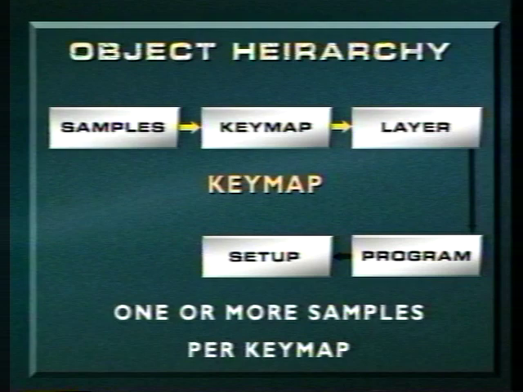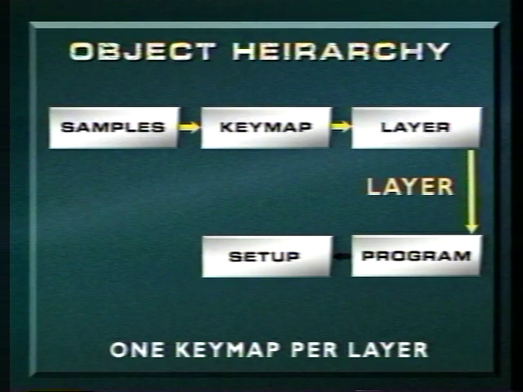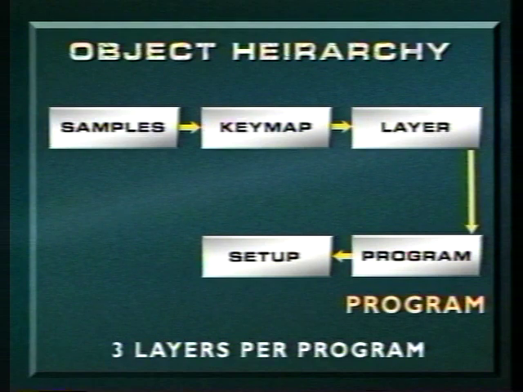The next level is the key map. A key map is a group of one or more samples assigned across the keyboard, with each sample assigned to a range of keys. The key map then becomes the basis for a layer in a program. All of the programming parameters in a layer will be applied to all of the samples in the key map.